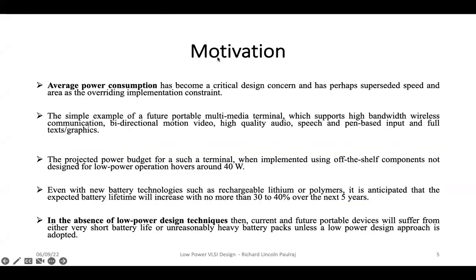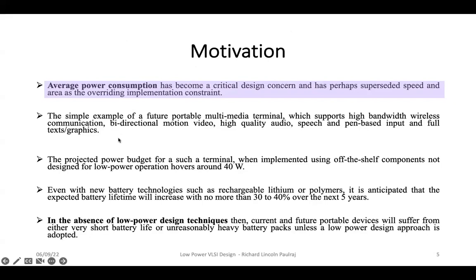Right? So average power consumption has become a critical design concern, and perhaps superseded speed and area as the overriding implementation constraint. As I was telling you before, it was only speed and area. But right now, that's not what it is. In fact, low power has become more important than speed and area. So concentration is given more on low power. If it can operate with less power for a longer time, that's given a priority.